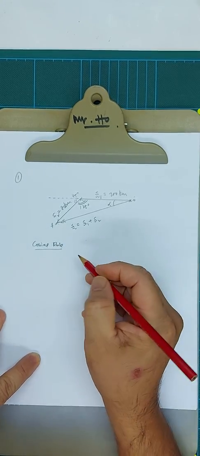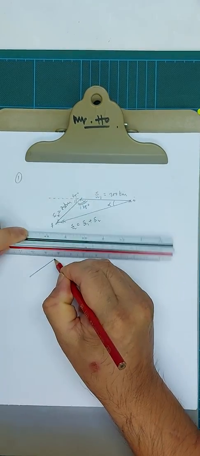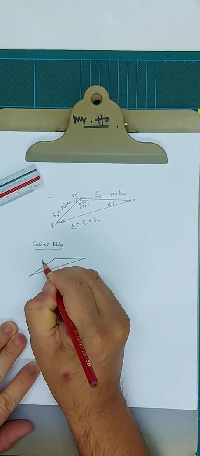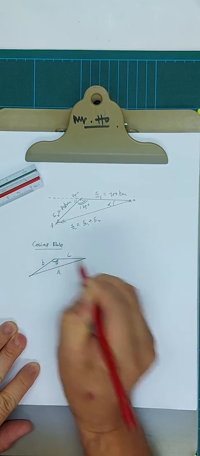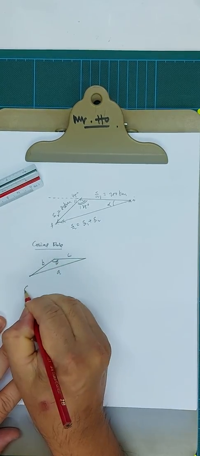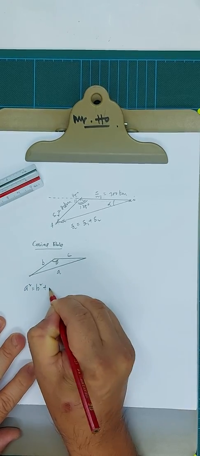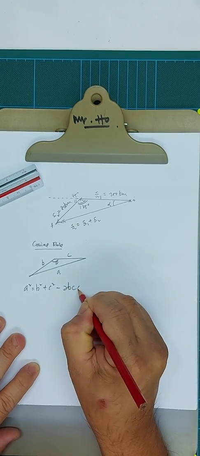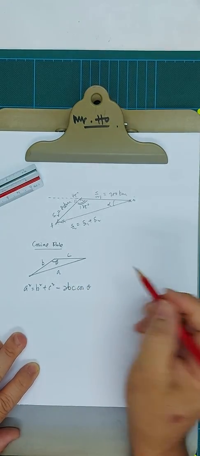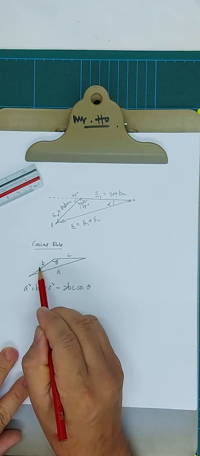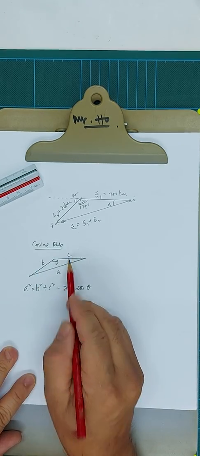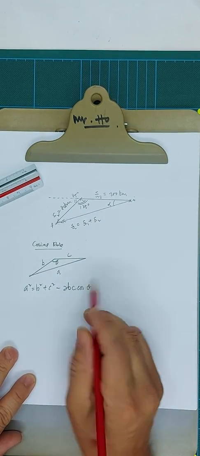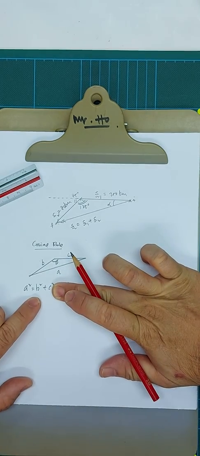Our cosine rule states that if you have a triangle with sides A, B, C, and you know this angle theta, then the magnitude A square is equal to B square plus C square minus 2BC cosine theta. The square of this side equals the square of B plus the square of C, minus this component. If this angle becomes 90 degrees, cosine 90 is equal to 0, so the whole thing becomes Pythagoras theorem.